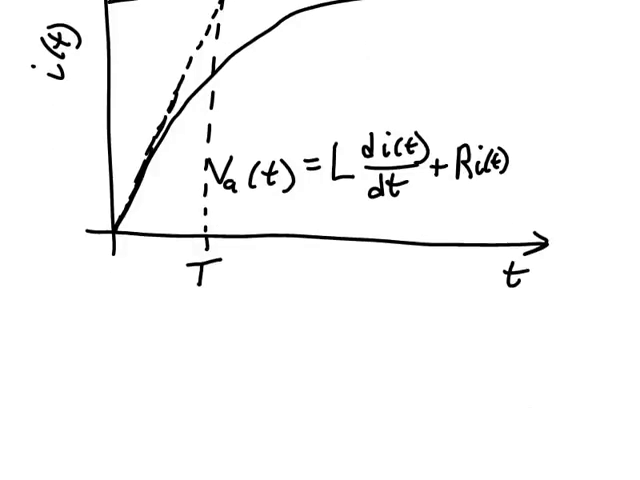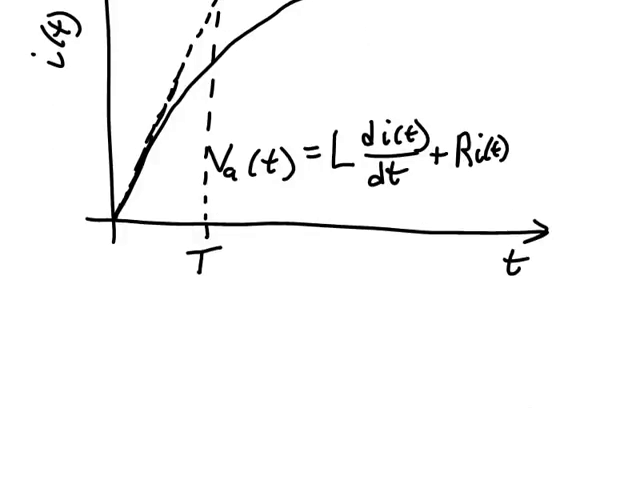First, let's see if we can get the steady state value from this equation. We can see from the plot that the steady state value is what happens when di/dt, that is the change in current over time, has become 0 or very close to 0. Let's try plugging that into our equation.